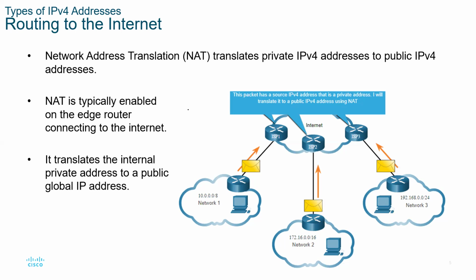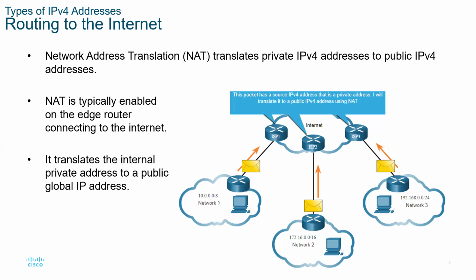It translates the IPv4 address to the public IPv4 addresses, typically enabled on the edge router connecting to the internet. It translates the internal private addresses to the public global IP addresses. I think I touched on this briefly.